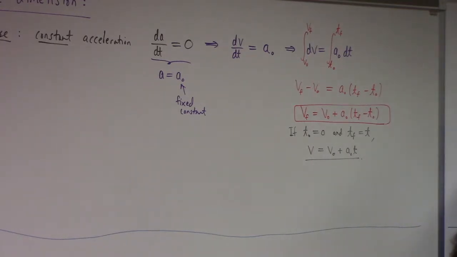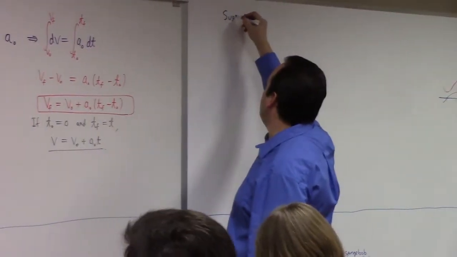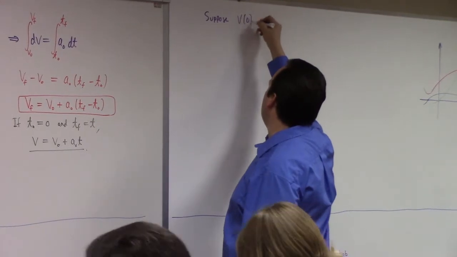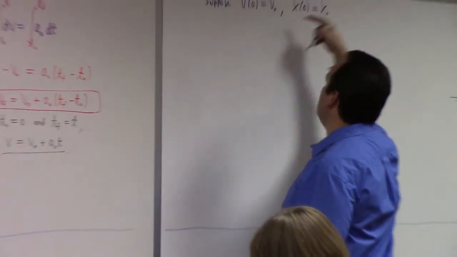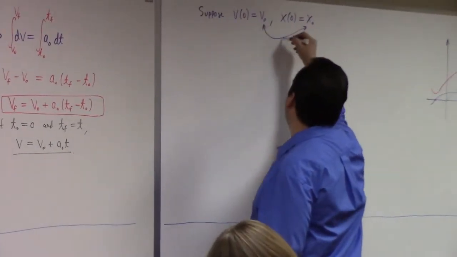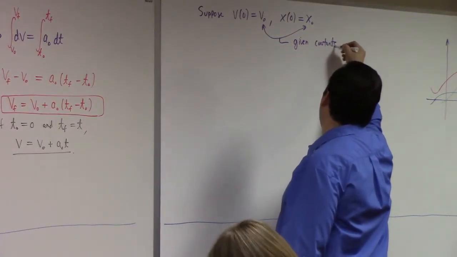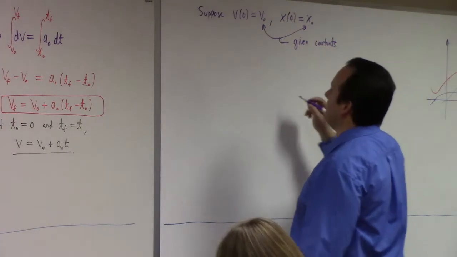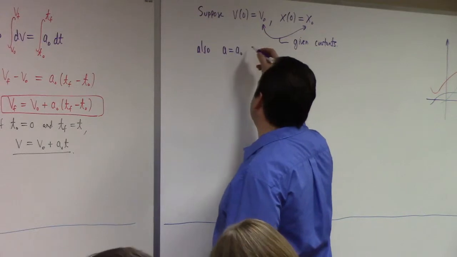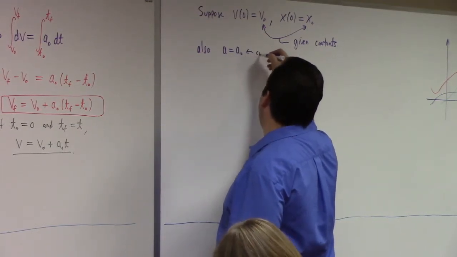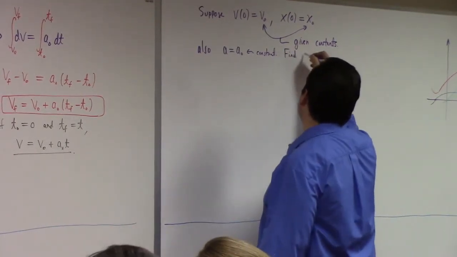Okay, so let's see here. Suppose the velocity at time 0 is equal to v naught, and the position at time 0 is equal to x naught. These are given constants that describe the motion, okay? And also, I'm assuming that a is equal to a sub naught, we know a constant. So let's find x of t.